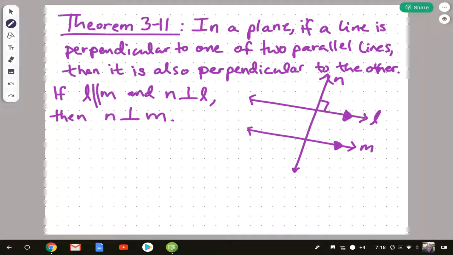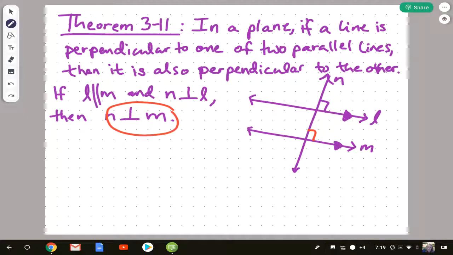All right, the next theorem, and I think this is the last one in this section, Theorem 3.11 says in a plane, if a line is perpendicular to one of two parallel lines, then it is also perpendicular to the other. So in other words, I have my lines L and M marked as parallel, so if these two lines are parallel and N is perpendicular to L, then it must also be perpendicular to M. So that's what this theorem is saying.